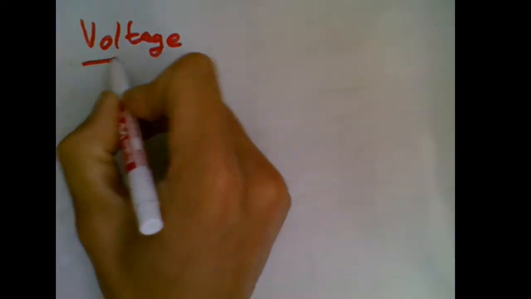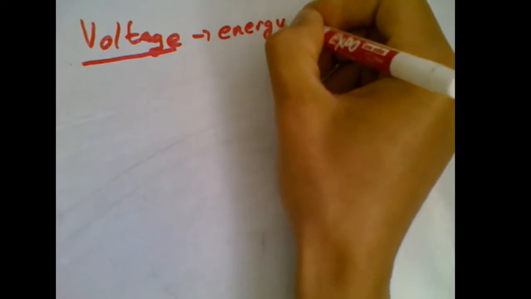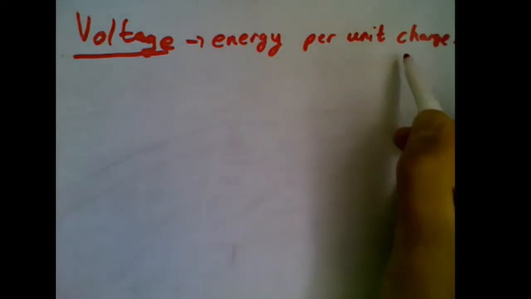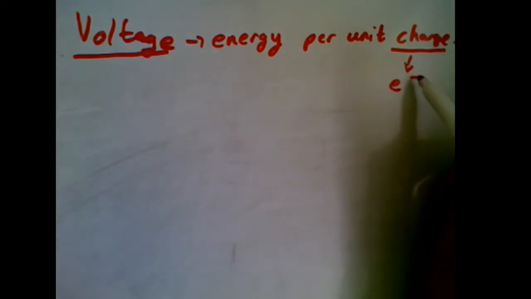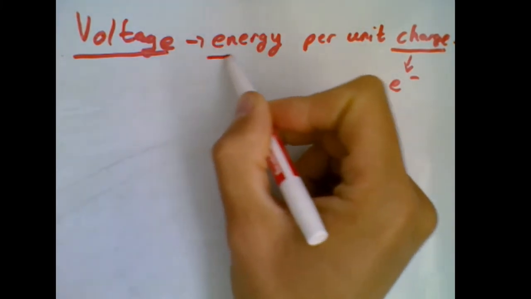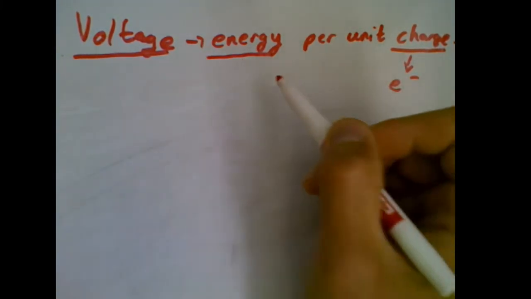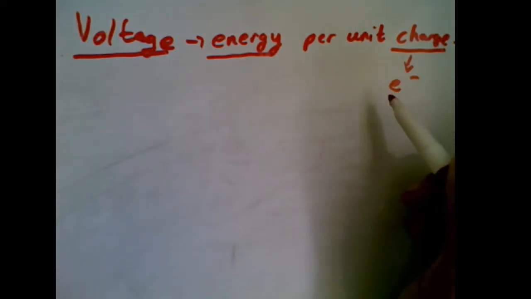The voltage is really defined as the energy per unit of charge. Now, if you actually think about what that means, the charge really comes from the electrons. Energy is really how much force is given to each of those electrons.